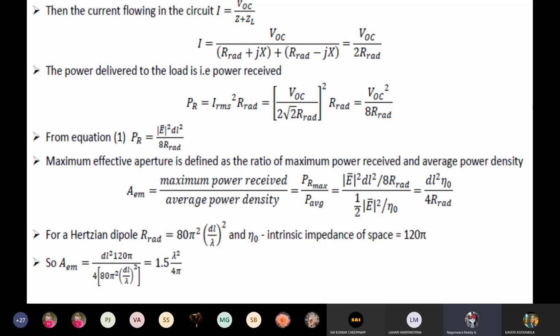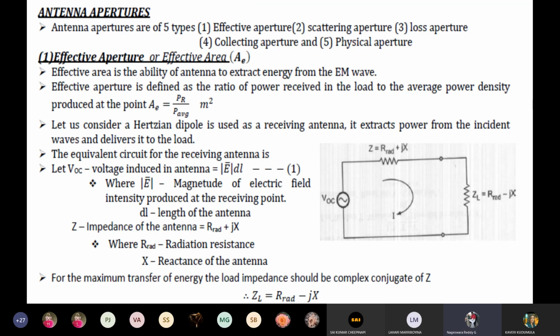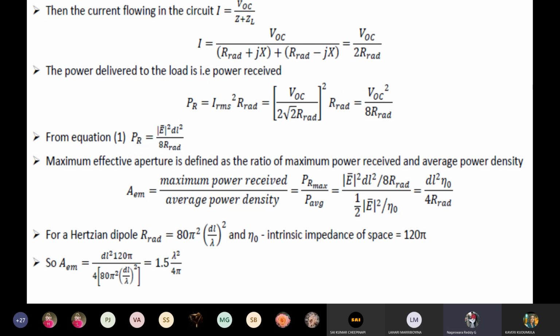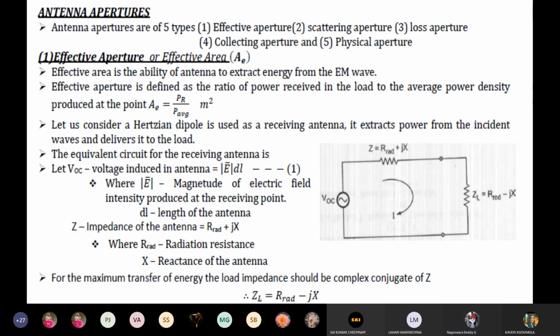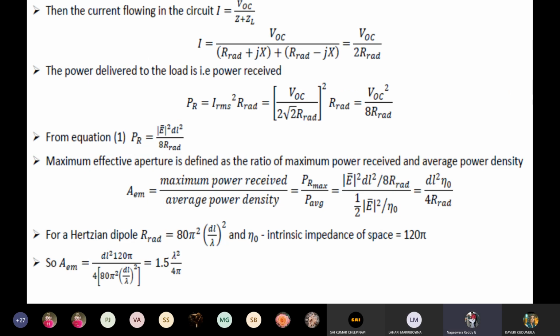From equation 1, what is P_R? You can observe in the previous slide that P_R is equal to E squared dl squared. V_OC is nothing but E into dl. So P_R is equal to E squared dl squared by 8 into radiation resistance.